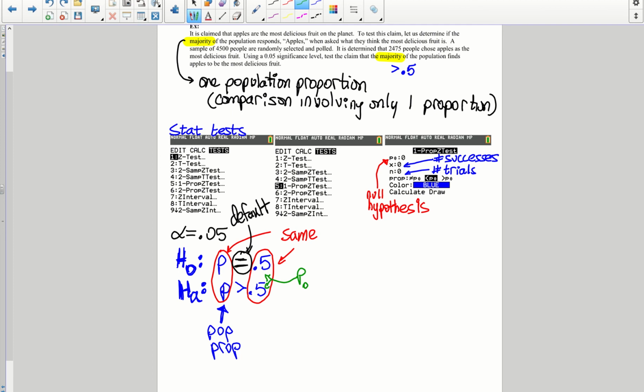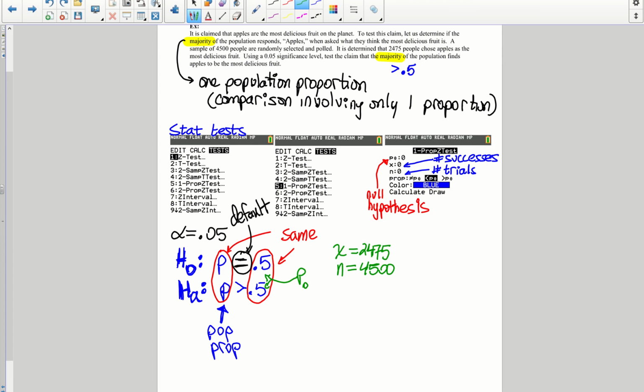They told us that the number of successes, x, would be equal to 2,475. And the number of trials, n, would be 4,500. Now, sometimes it's not that easy to pick out, conceptually, what the number of successes are. But when you chose apples, you identified yourself as a person supporting whatever the claim is. So that could be defined as a success.